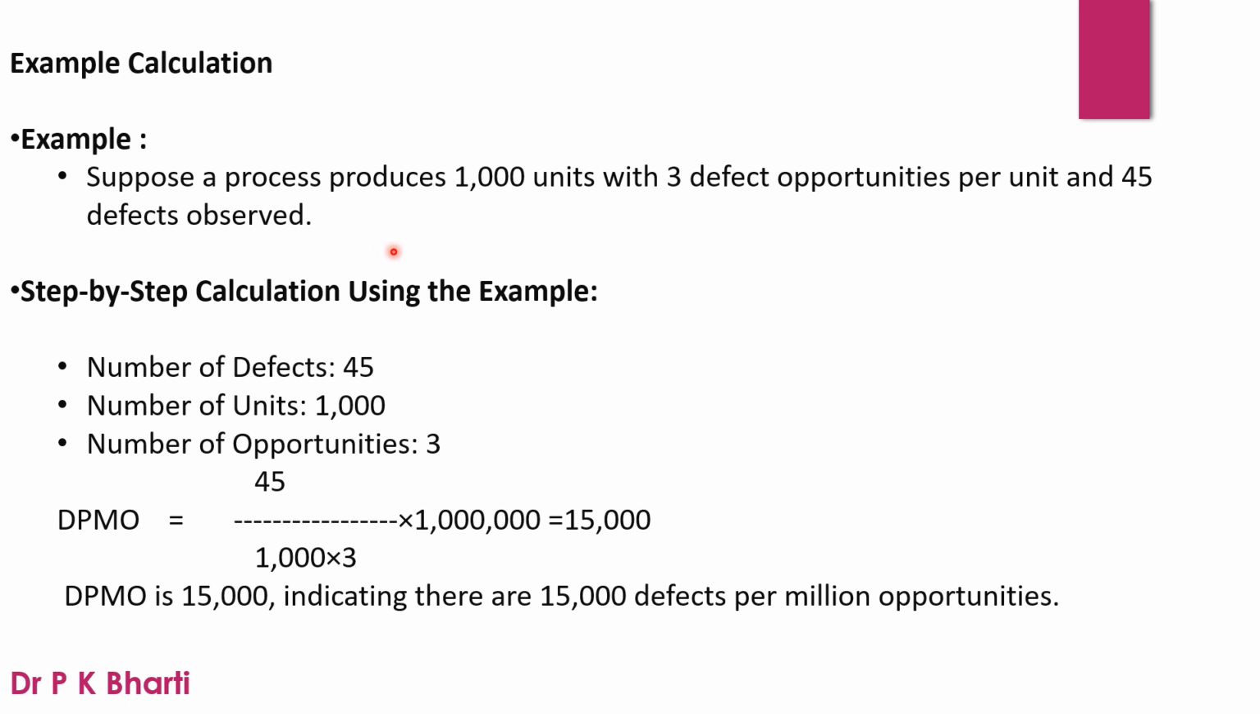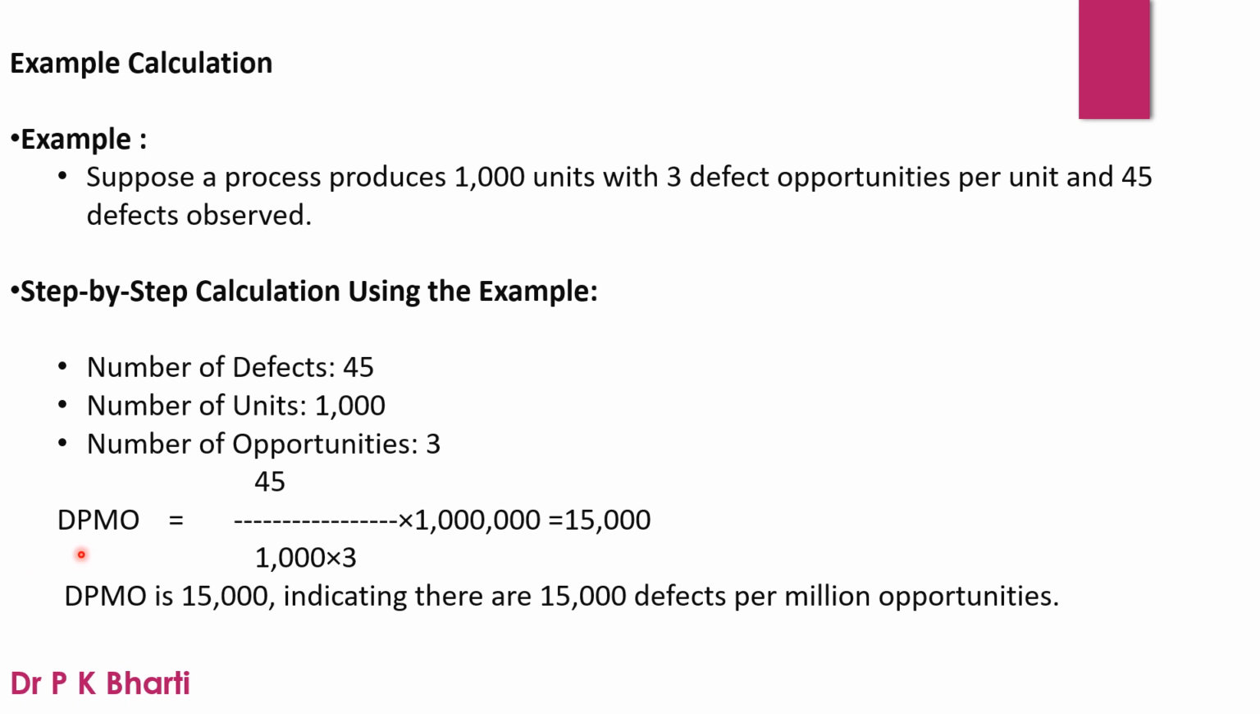Now, with the help of an example, we will see how to calculate defects per million opportunities. In this example problem, suppose there is a process which produces 1000 units, while each unit has 3 defect opportunities, and a total of 45 defects are observed in 1000 units. Then we can calculate what will be the defects per million opportunities for this process. So here we can see in the problem number of defects are 45, total number of units which are inspected or produced are 1000, and the number of opportunities per unit are 3.